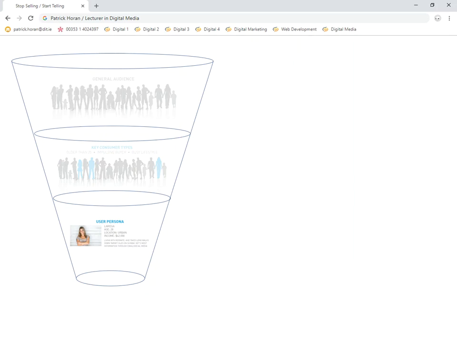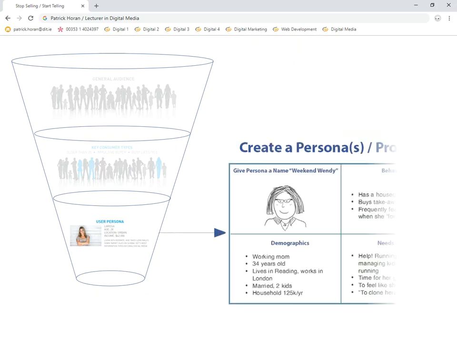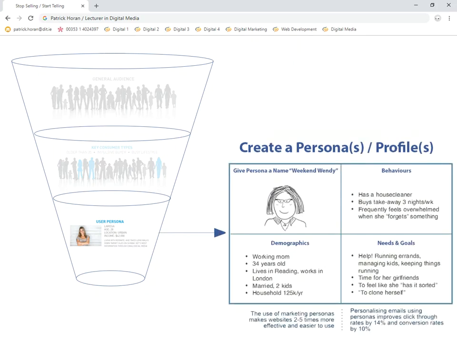So as we see, this funnel is getting narrower and narrower, and near the bottom of the funnel, we'll be looking at what are known as user personas or user profiles, okay? And normally you can create one or more of these for an actual web project. So in our case here, we're going to have a look at a few different ones.